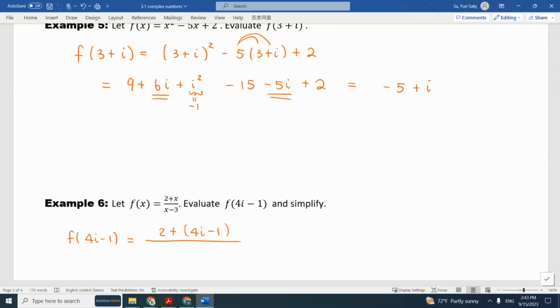Denominator x. x is 4i minus 1. Because it's addition, we cannot cancel. Remember, a plus b over a plus c, we cannot cancel. So this is not equal to b over c. Cannot do that. But if you have multiplication, yes, you can cancel. But addition, you cannot cancel.